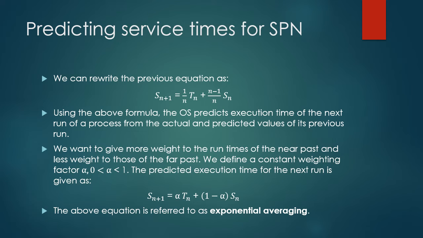We want to give more weight to the run times of the near past and less weight to those of the far past. We define a constant weighing factor alpha, 0 < alpha < 1. So this means alpha is a fraction. The predicted execution time for the next run is given as Sn+1 = alpha Tn + (1 - alpha) Sn. The above equation is referred to as exponential averaging.